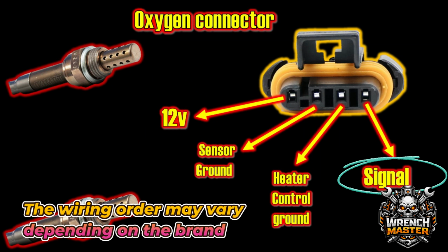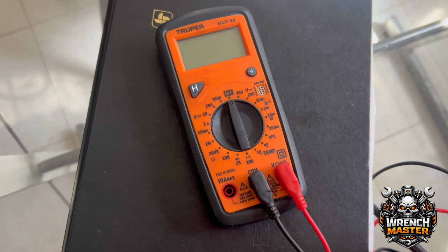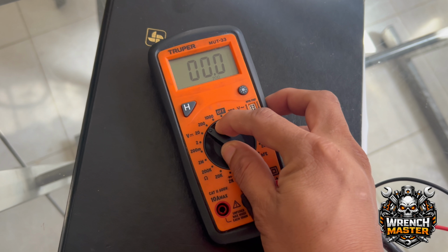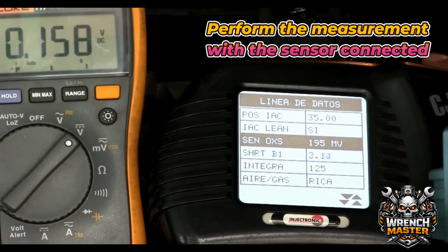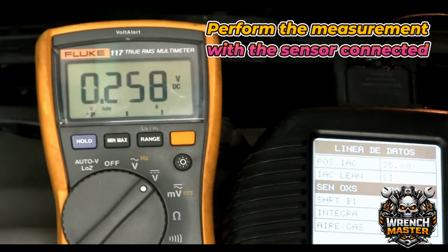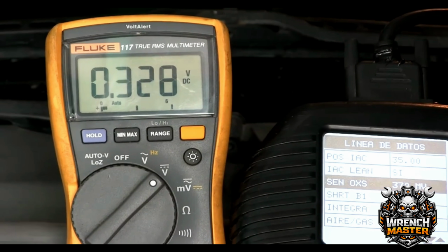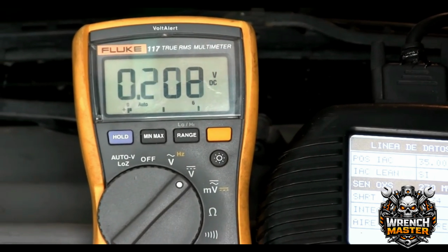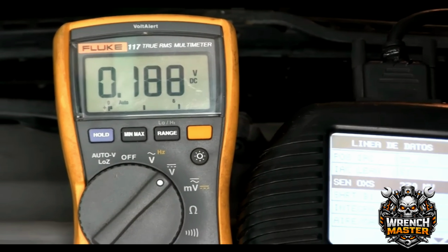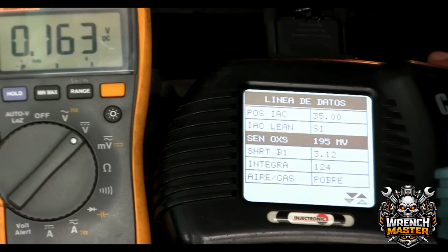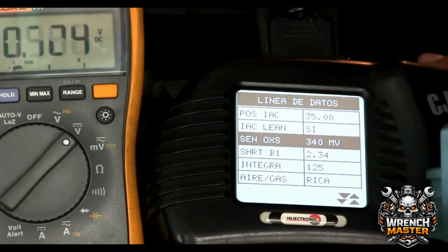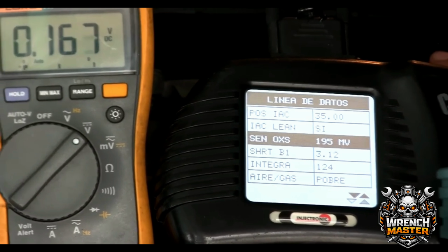To measure the sensor signal output, use a multimeter set to the 2-volt DC scale and measure the output voltage with the engine running. You should observe an oscillating signal between 100 millivolts and 900 millivolts, which indicates correct sensor operation. If the signal does not oscillate, the sensor is very likely defective and must be replaced.